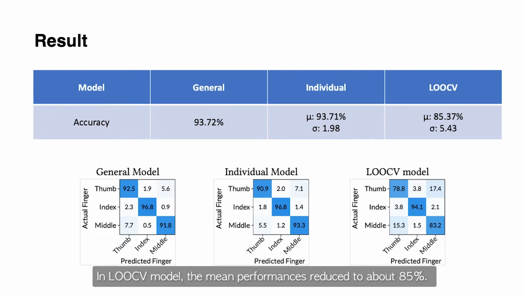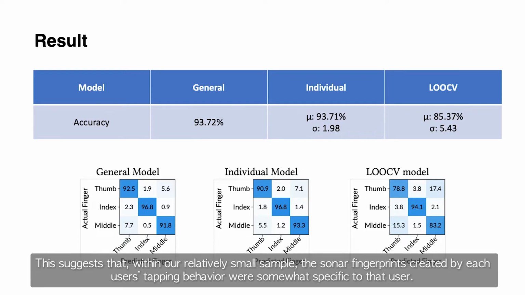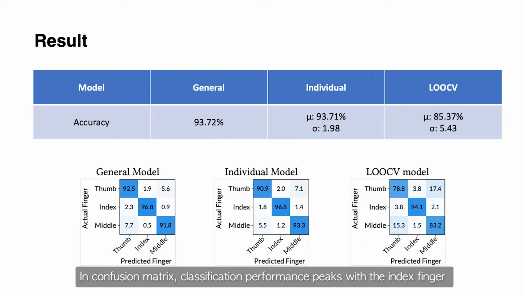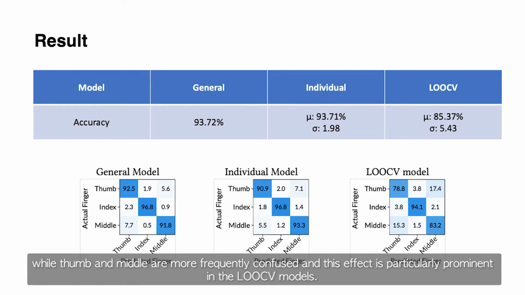In the leave-one-participant-out model, the mean performance is reduced to about 85%. This suggests that within our relatively small sample, the sonar fingerprints created by each user's tapping behavior were somewhat specific to that user. In the confusion matrix, classification performance peaks with the index finger, while the thumb and middle are more frequently confused, and this effect is particularly prominent in the leave-one-participant-out models.